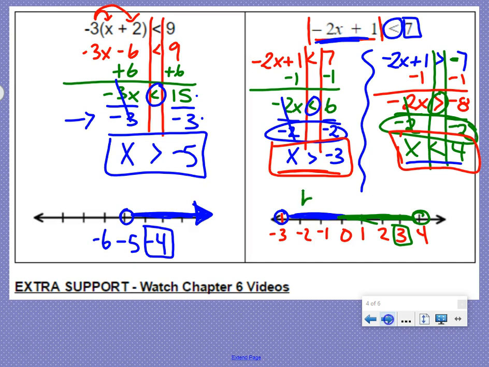If we remember, this is a between graph, which means the word and goes in the middle of our two inequalities. If you need extra support with this, it is all in Chapter 6. You can rewatch the Chapter 6 videos.